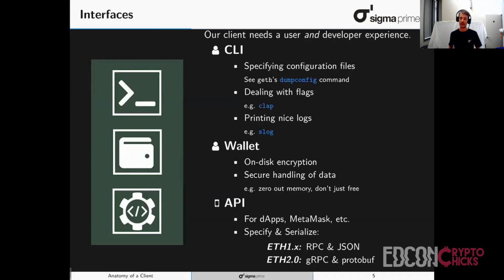And so storing that on disk in a sensible way is really important. Another part of the wallet, I mean, this point belongs throughout the whole blockchain client, but I mention it here in the wallet, is also secure handling of data. An example of this is zeroing out memory.